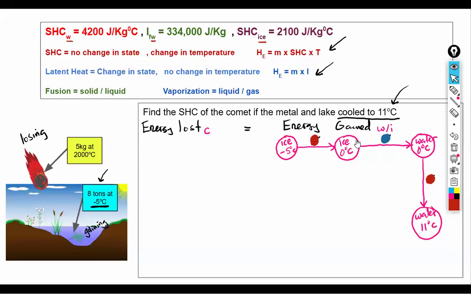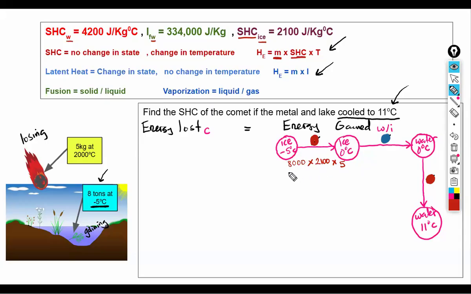For this red part here, we're using the red formula. The mass of the ice is 8,000. Because I'm using it, I have it color coded. Now we're dealing with ice. The specific heat capacity of ice is 2100. And how much is the change in temperature? The ice going from minus 5 to 0. That's a change in temperature of 5. You just take the positive version. So 8,000 by 2100 by 5.